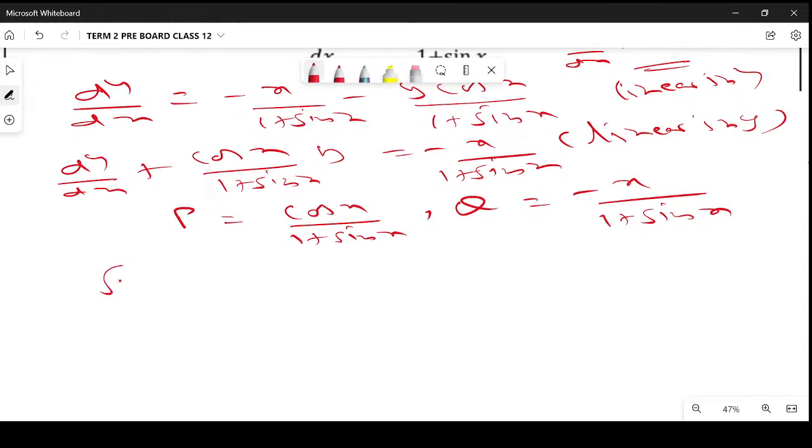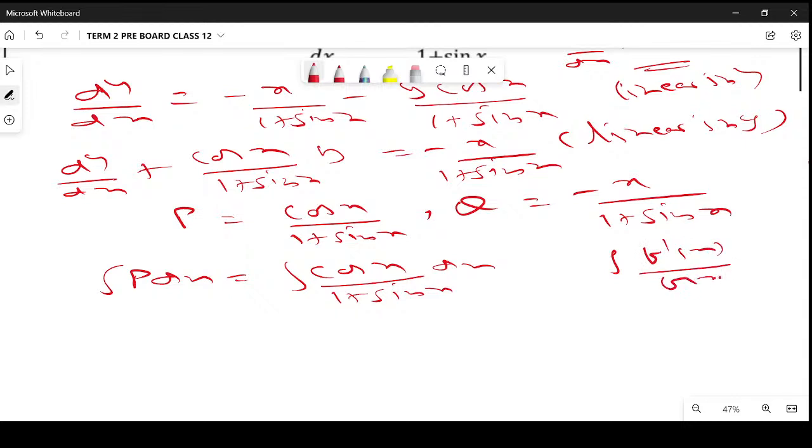If we find integral P dx, integral cos x by 1 plus sin x. So we have the derivative of denominator is numerator. We know one formula, integral f dash x by f of x dx should be equal to log mod f of x plus c. We have this formula.